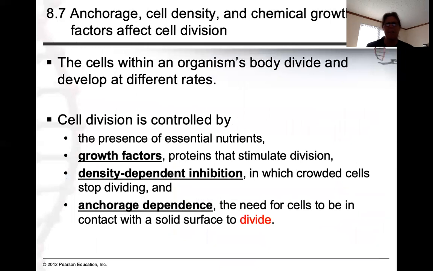We also have these things called anchorage, cell density, and chemical growth factors, and those are things that keep cells in check. We don't want cells to grow out of control. So we have these growth factors, we have this thing called density dependent inhibition, and we have anchorage dependence. So I'm going to show you that in the next few slides here.